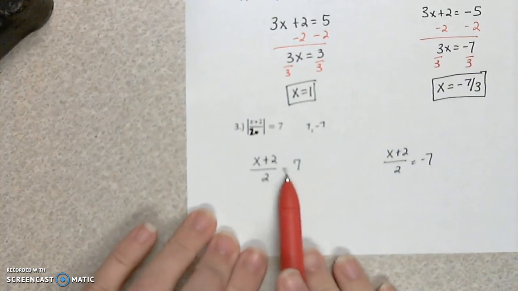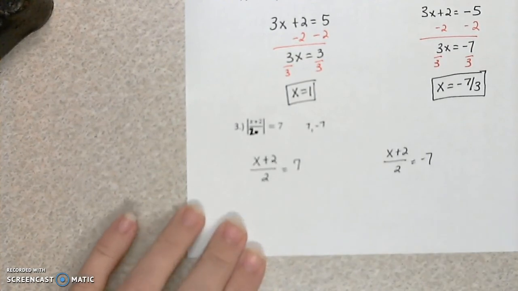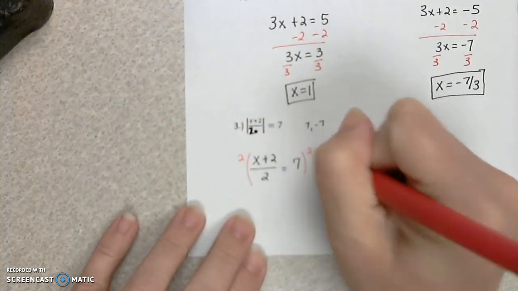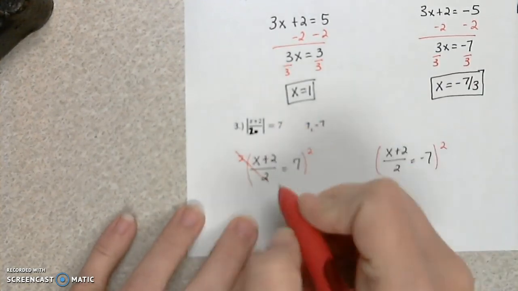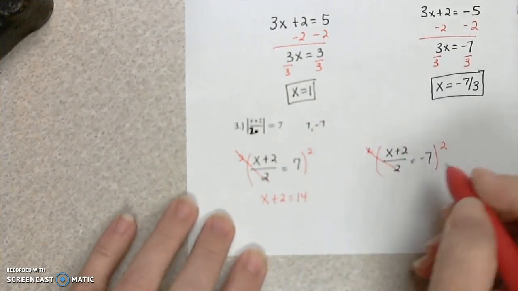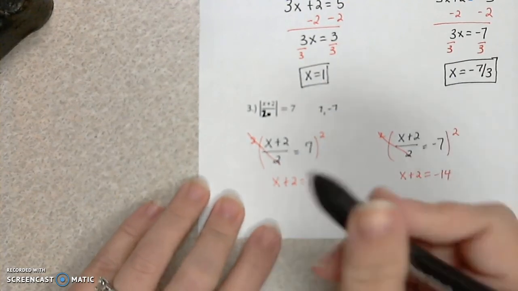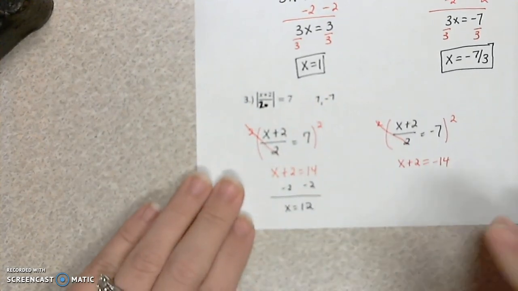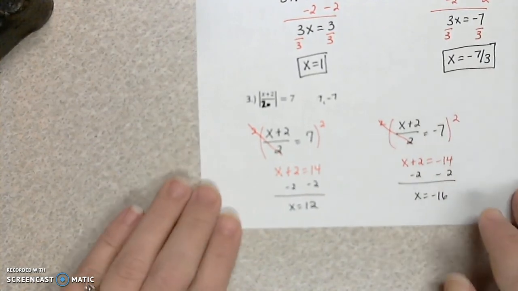Alright, and because I have a fraction equal to a fraction, remember there's an understood 1 under those 7s, I can cross multiply, or I can multiply both sides by 2. So I'll just do that because we've been doing that with our rational equations. That'll help me get rid of the fraction. So those 2's will cancel, leaving me x plus 2 equals 14. Do the same thing over here. X plus 2 equals negative 14. Then all I need to do is subtract 2 from both sides to get x equals 12. Subtract 2 from the other side, and I get x equals negative 16.